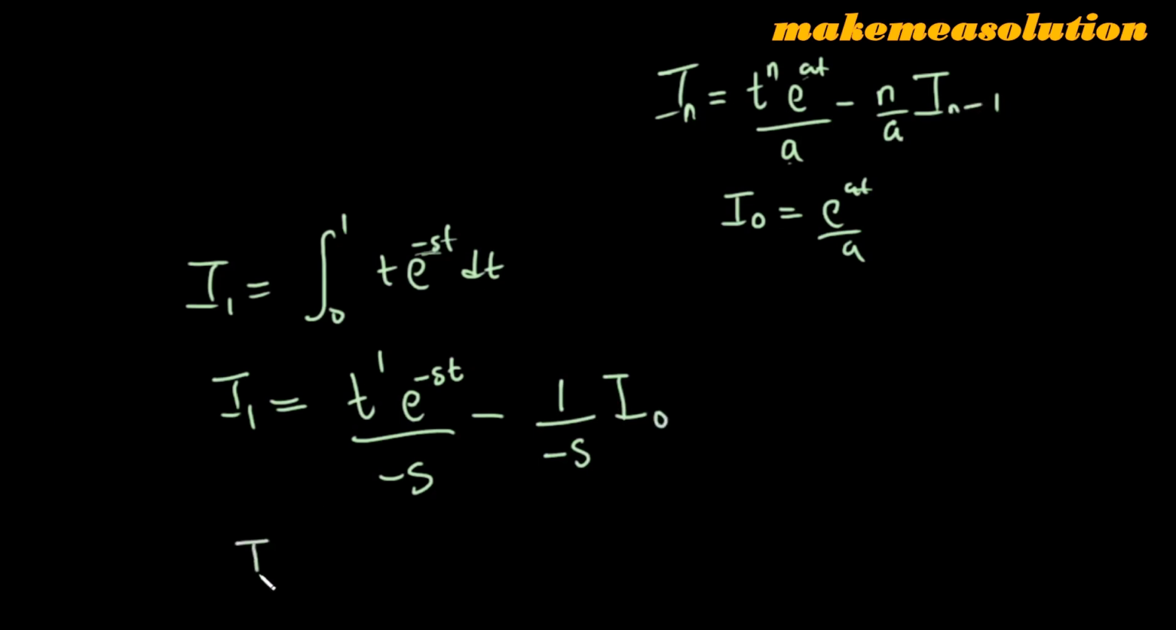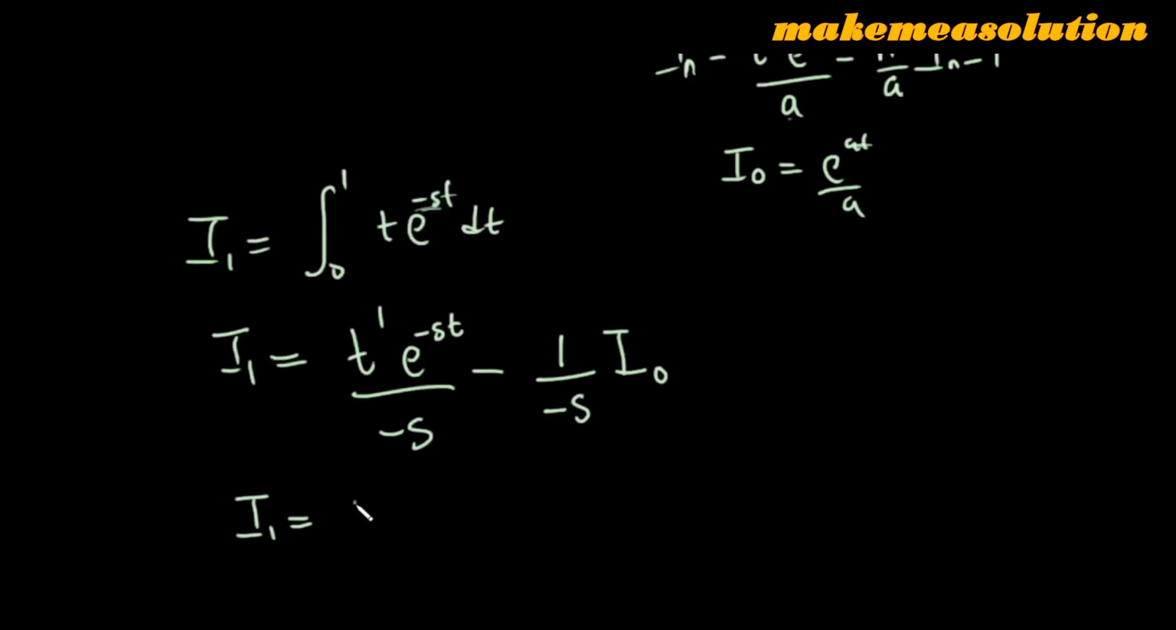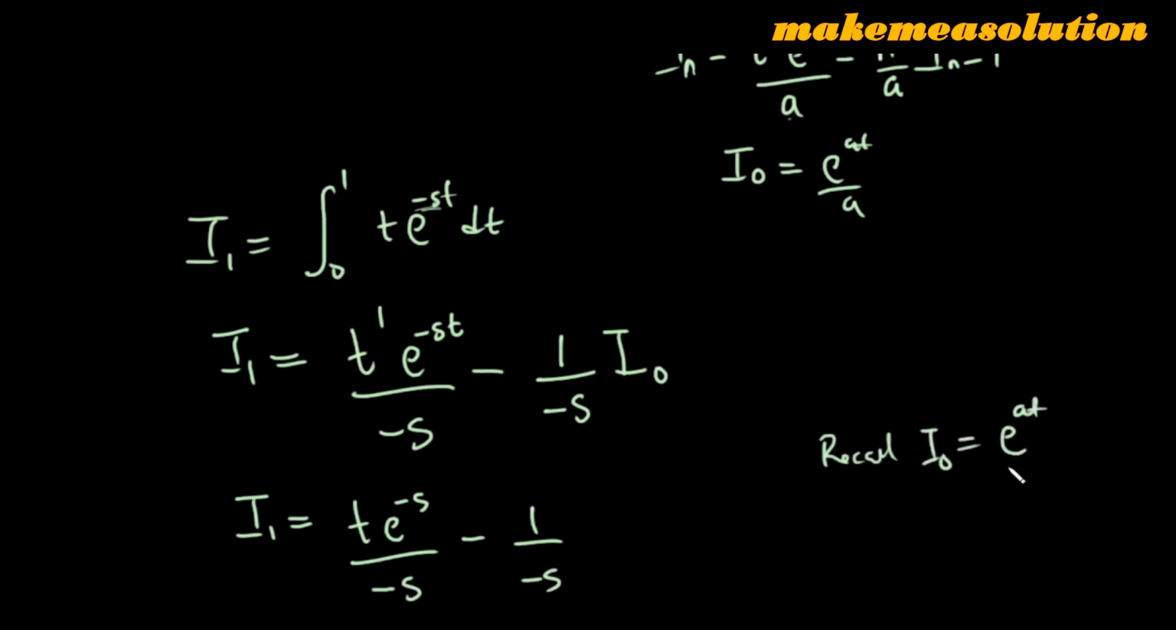So we established that our I1 is the same thing as, if you're following me, t raised to the power of 1 is t, exponential minus st all over minus s. Then you now have minus 1 all over minus s. So recall that I naught is equal to exponential at over a. In this case, all we needed to do is to replace this I naught with exponential at over a. And remember, our a is acting as minus s. So you're going to have exponential minus st all over minus s.